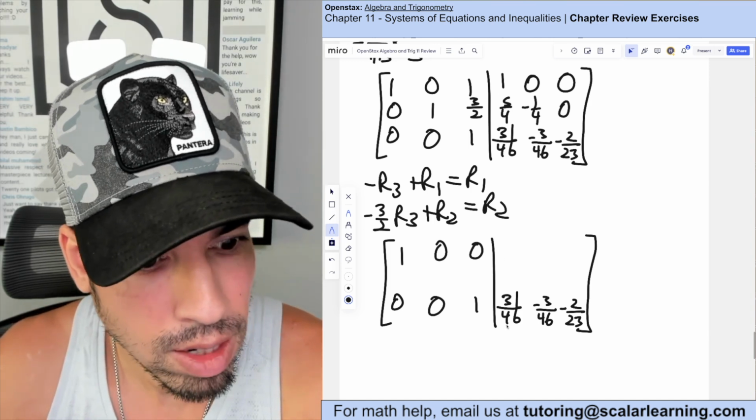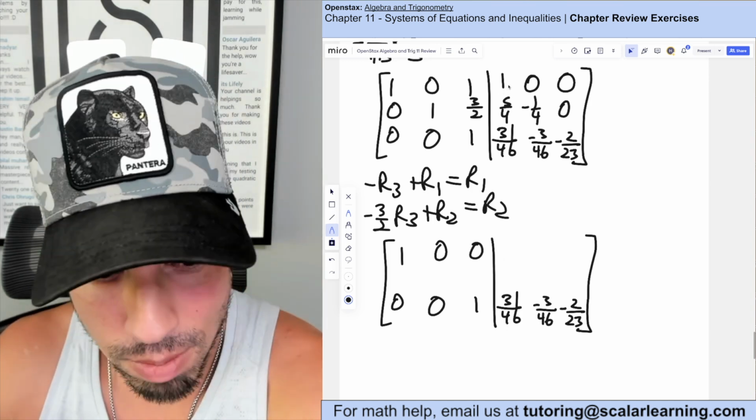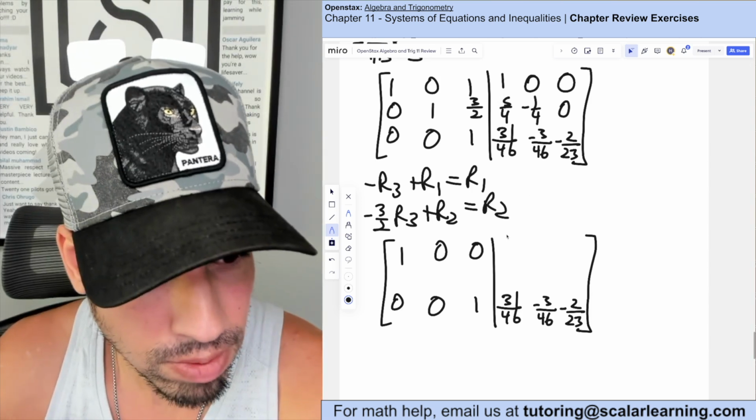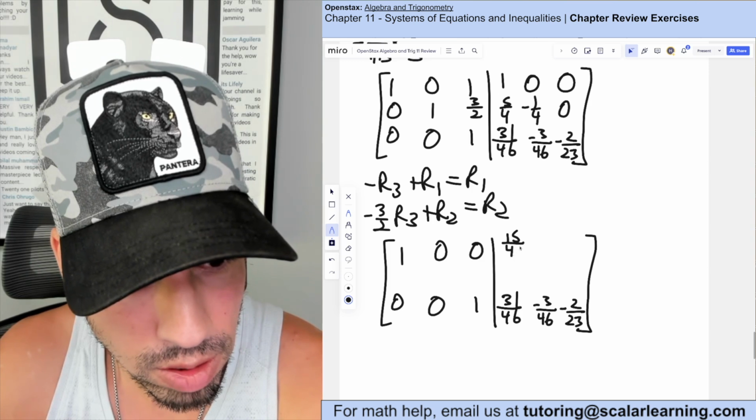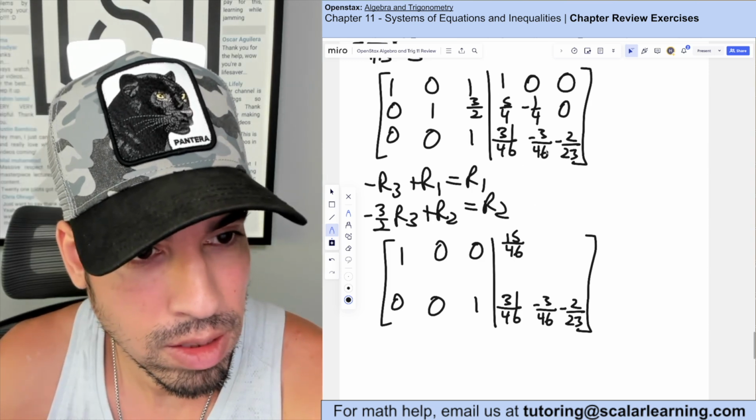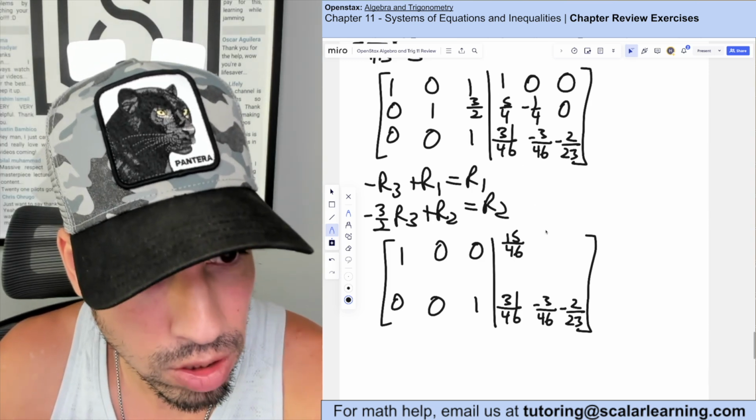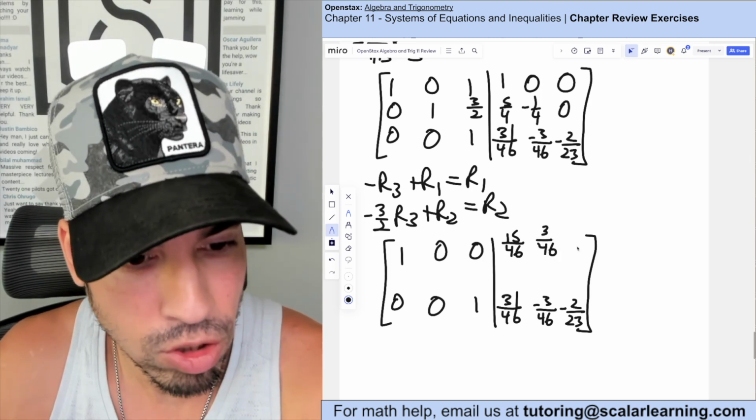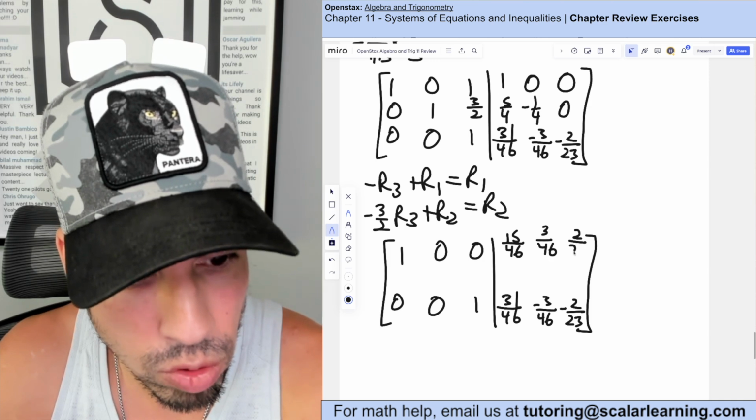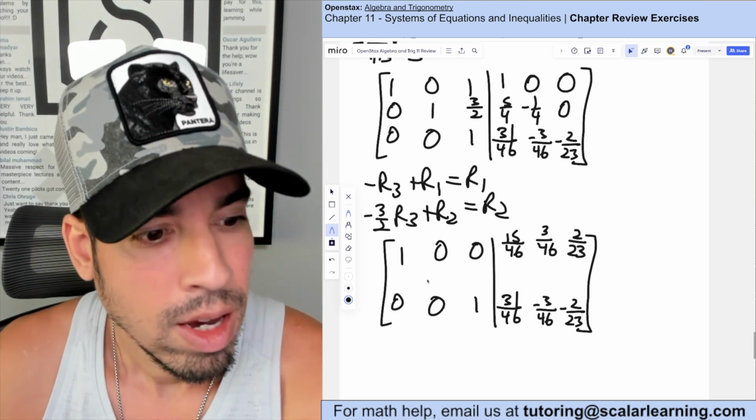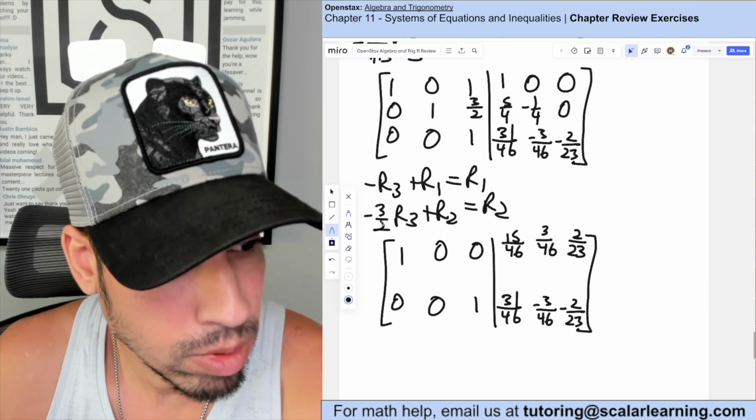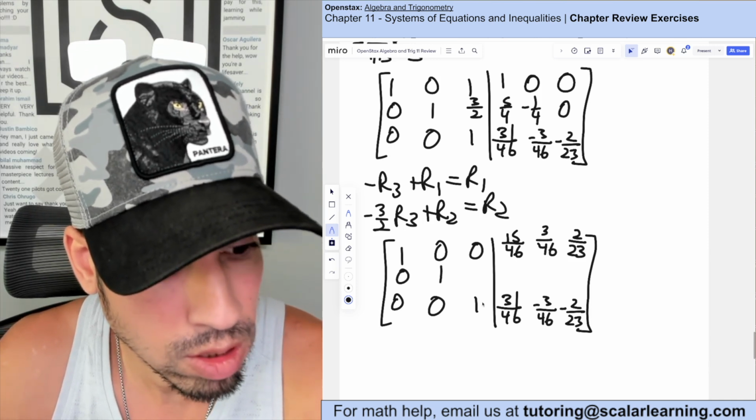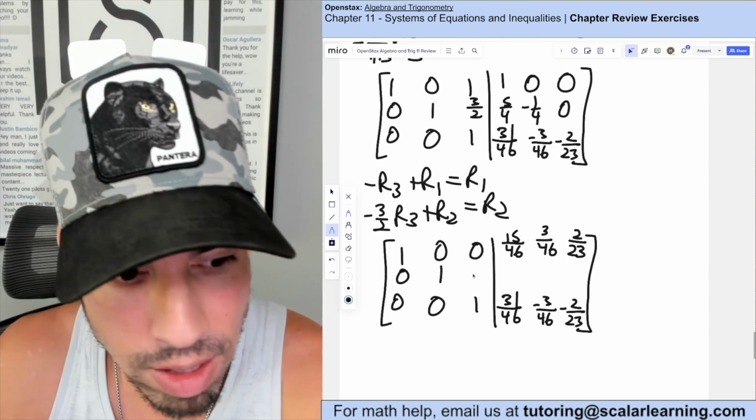Okay, then we've got negative 31 over 46 plus 1, which is 46 over 46, gives us 15 over 46, all right? Then this negated plus 0 is just positive 3 over 46. And then this negated plus 0 is positive 2 over 23. Okay. And then for the middle one, now we've got negative 3/2 times 0 plus 0 is 0, times 0 plus 1 is 1, times 1 is negative 3/2 plus 3/2 is 0.